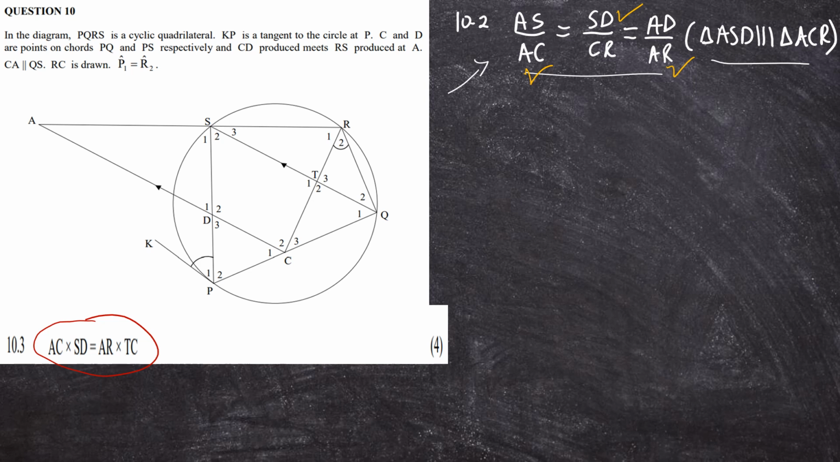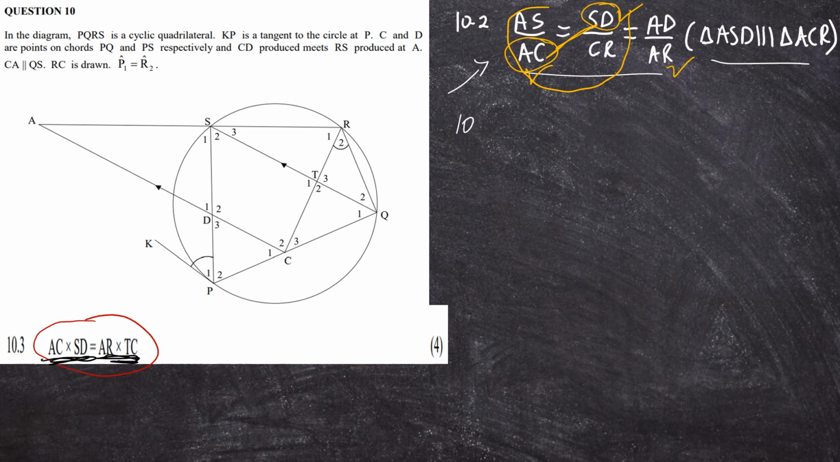So what we're going to do now is take those similarities and cross multiply them, right? So we can see clearly that AC times SD will be equal to the first part there. Okay, then we can now go and try to prove the other one after cross multiplying. So the only one that we're going to cross multiply is this one. So it's this part of that proportionality in 10.2, right?